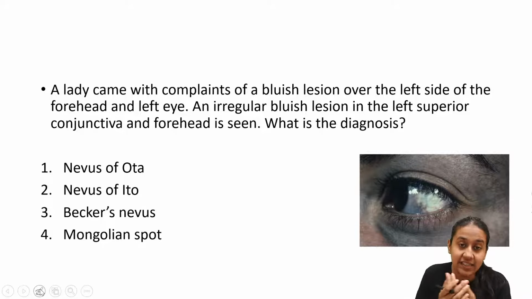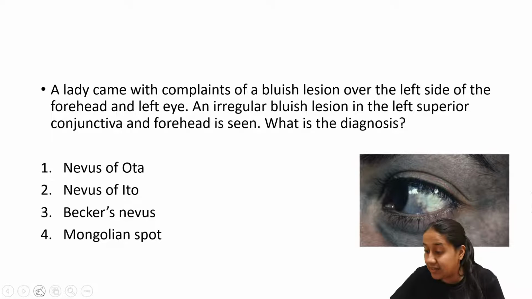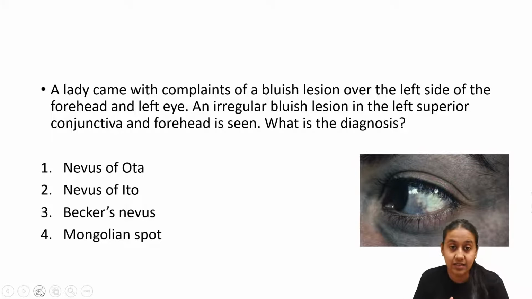So a lady complains of bluish lesions over the left side of the forehead and on the eyes. An irregular bluish lesion in the left superior conjunctiva and the forehead is seen. What is your diagnosis? So this becomes a case of nevus of Ota.